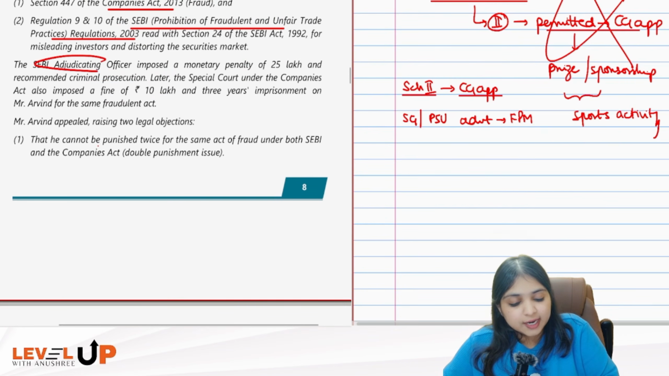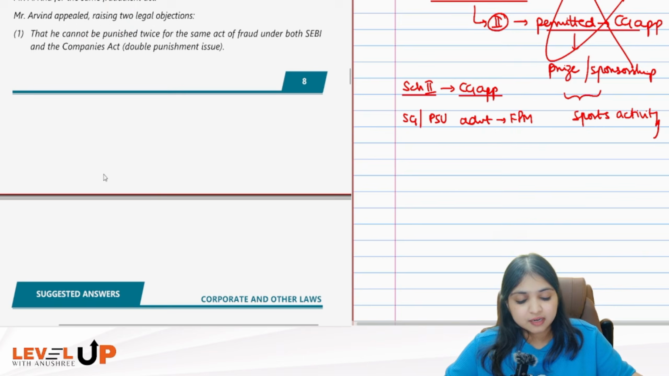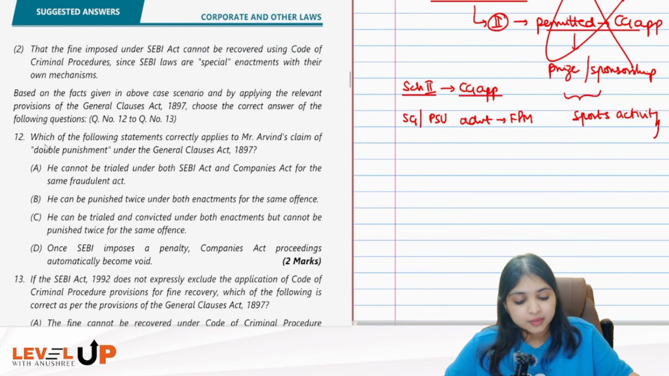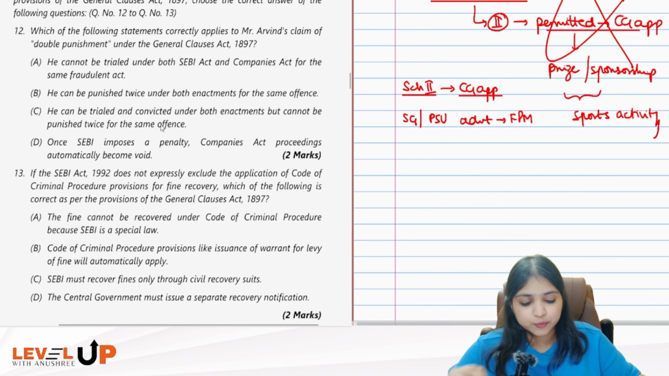Then the SEBI adjudicating officer imposed a monetary penalty of 25 lakhs and recommended criminal prosecution. Later, a special court under the Companies Act also imposed a fine of 10 lakh rupees and 3 years imprisonment on Mr. Arvind for the same fraudulent act. Mr. Arvind appealed, raising two legal objections: he cannot be punished twice for the same act of fraud under both SEBI and Companies Act, and the fine imposed under the SEBI Act cannot be recovered using the Code of Criminal Procedure. Don't do any overthinking, straight away come to the questions.